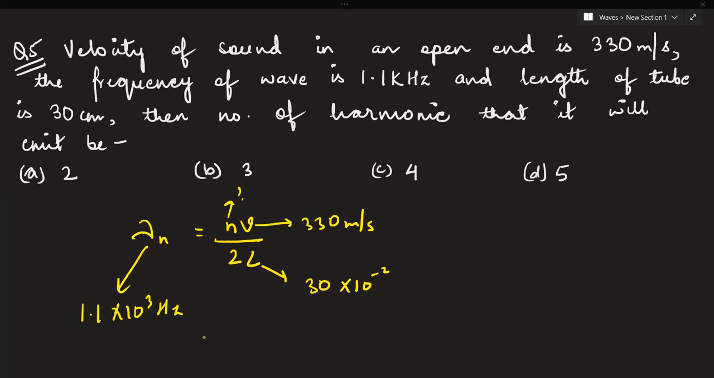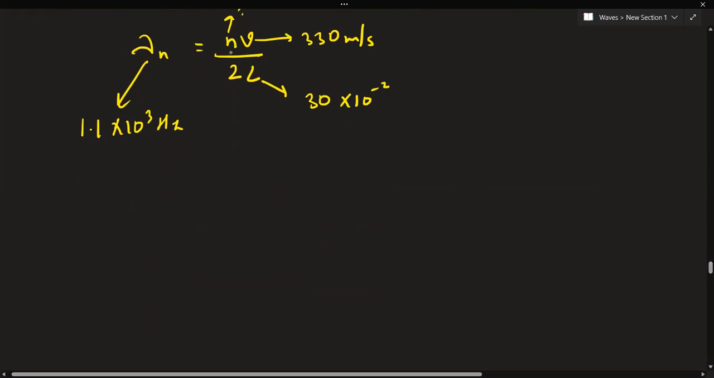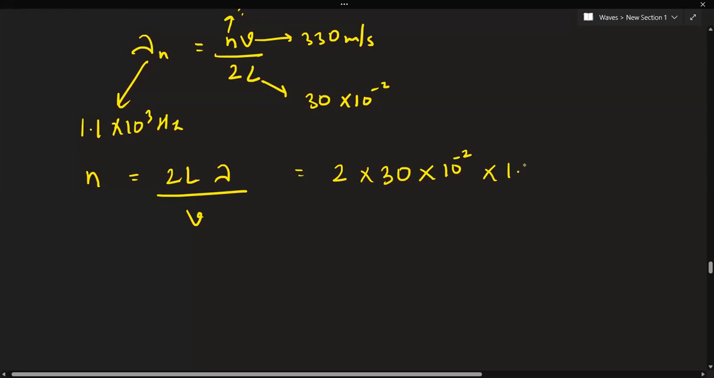Four. N is coming out to be 4. Let's see, we have to find out n. N is given by 2l into frequency divided by the velocity. This is 2, length is 330 into 10 to the power minus 2, frequency is 1.1 into 10 to the power 3, divided by the velocity, 330.